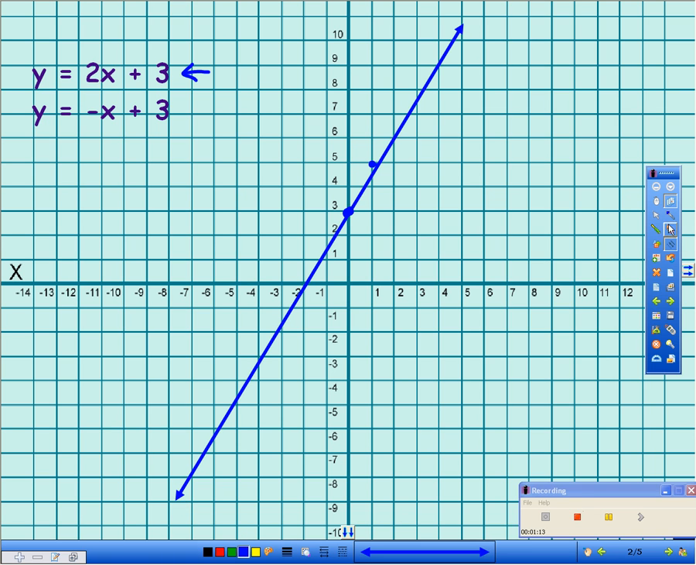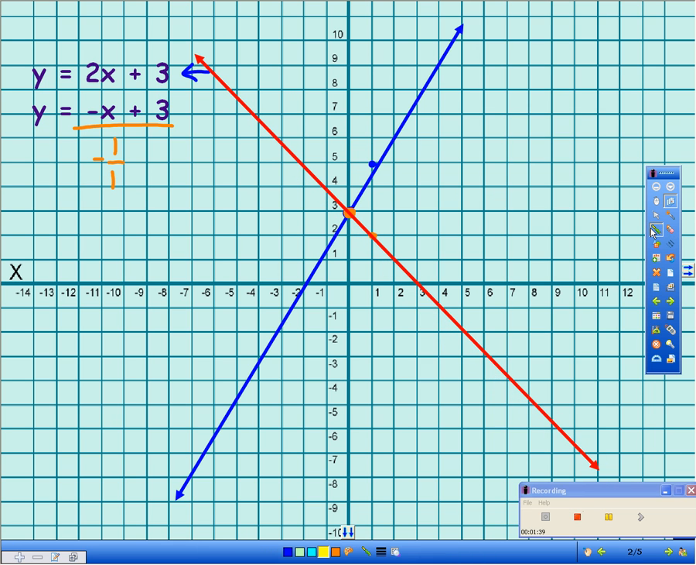Now I'm going to graph the second one. I'll do that in a different color, just so it's easier to see. I'm going to go back up to positive 3, and then my slope is negative 1 over 1, down 1, over 1, and now I'm going to connect these. And I'm going to see at which point these two lines cross. Where is it?